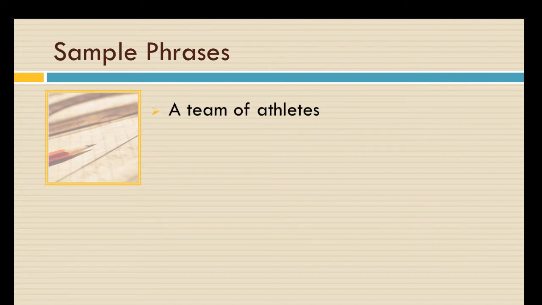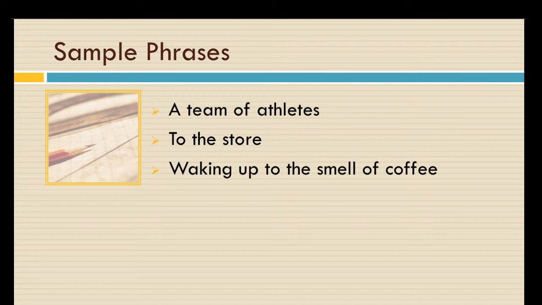A team of athletes. To the store. Waking up to the smell of coffee. Mary's brother John. Now, none of these word groups actually has a subject or a verb, because really none of them have a verb. In fact, some of these word groups could be used as the subject of a sentence, such as a team of athletes. But these are all phrases. Notice that phrases can vary in length. Always keep in mind that length is never a consideration in determining whether a word group is a phrase, a dependent clause, or an independent clause.